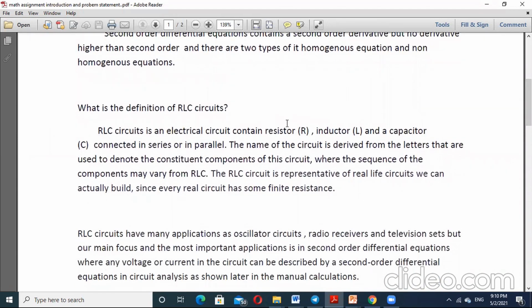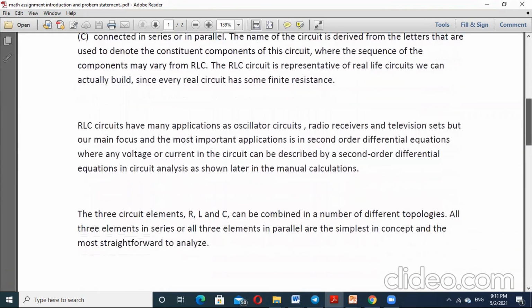Second, the definition of RLC circuits. An RLC circuit is an electrical circuit containing a resistor, inductor, and capacitor connected in series or in parallel. The name of the circuit is derived from the letters used to denote the constituent components of these circuits, where the sequence of these components may vary from RLC. The RLC circuit is representative of real-life circuits, as we can actually build, since every real circuit has some finite resistance. RLC circuits have many applications as oscillator circuits, radio receivers, and television sets.